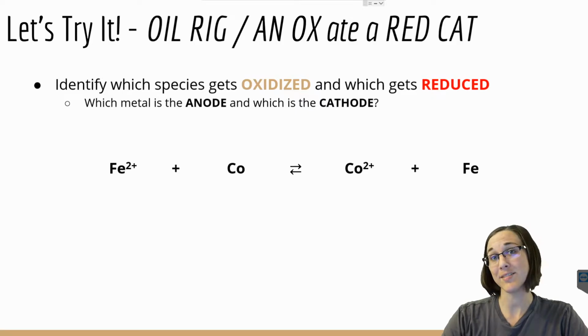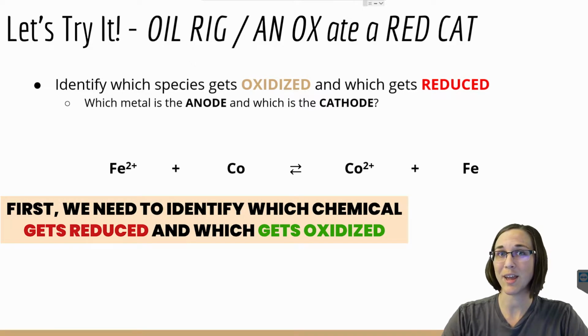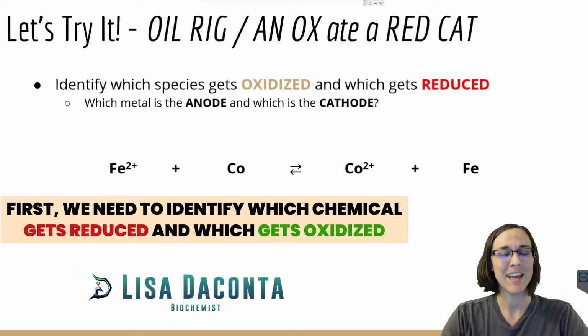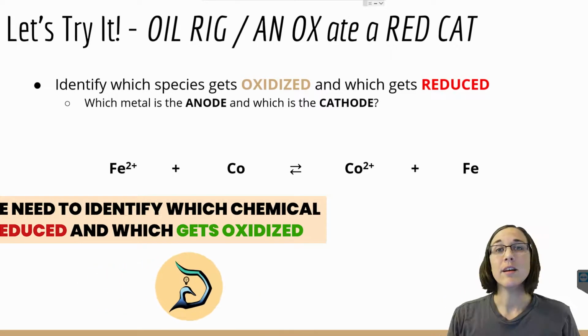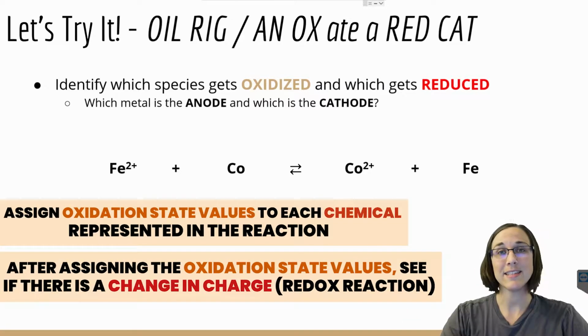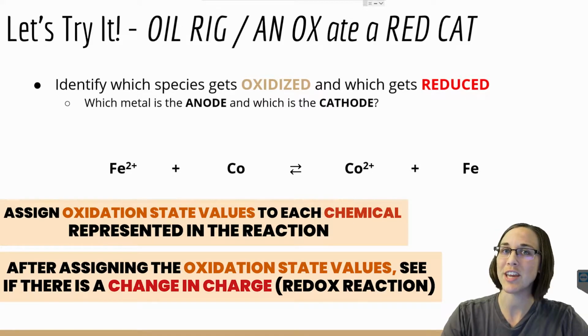The bare basics of electrochemistry is first identifying which chemical gets reduced and which chemical gets oxidized. In other words, which one gains electrons and which one loses electrons, respectively. The first thing we need to do is assign oxidation state values to each chemical represented in the reaction, and see if there is a change in charge from the reactant side to the product side. Only then is it considered a redox reaction, if there's a change in charge.